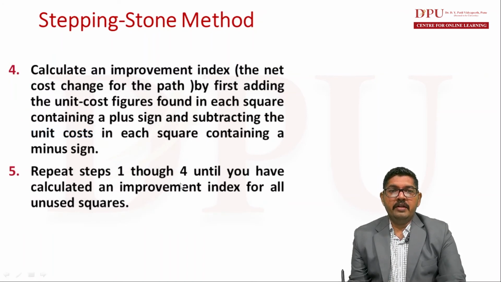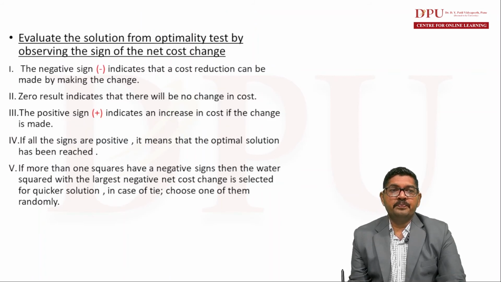Calculate the improvement index, the net cost change for the path, by first adding the unit cost figures found in each square containing a plus sign and subtracting the unit cost in each square containing a minus sign. Repeat steps 1 through 4 until you have calculated the improvement index for all the unused squares. Then evaluate the optimality test by observing the signs of the net cost change. The negative sign indicates that cost reduction can be made by making the change.